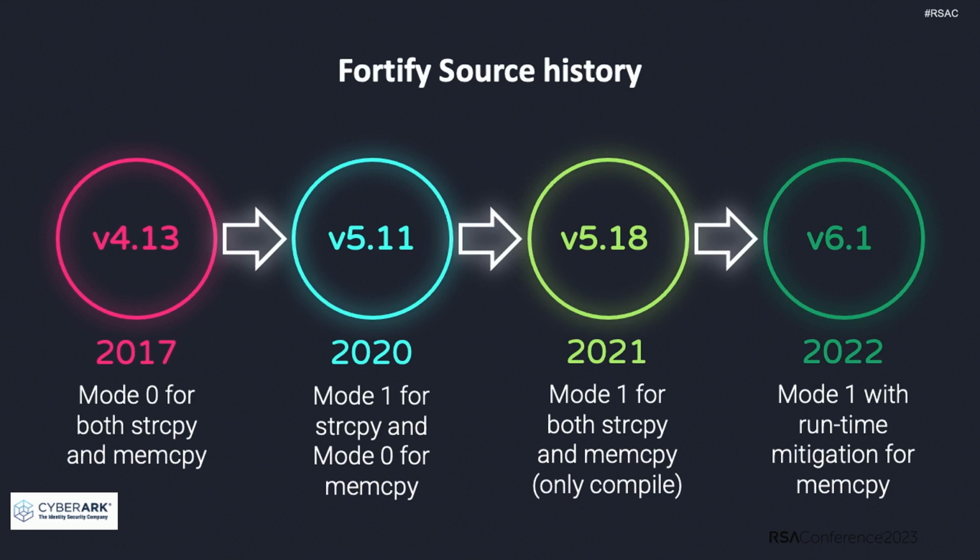So now remember, if you compile your kernel module on a Linux with kernel version 6.1 or higher, of course with this Fortify Source mitigation enabled, you will have the buffer overflow mitigation compiled with it. Let's see how it actually looks.